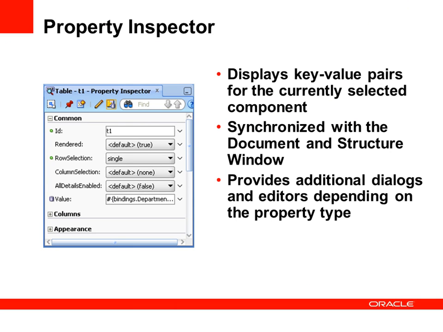The property inspector, sometimes called the property palette, is designed to display key value pairs for the currently selected components, essentially the properties of the current components. Like the structure window, it is synchronized with the main document editor window and also the structure window itself. It provides additional dialogues and editors depending on the property type that you're editing in order to make editing these particular properties easier.